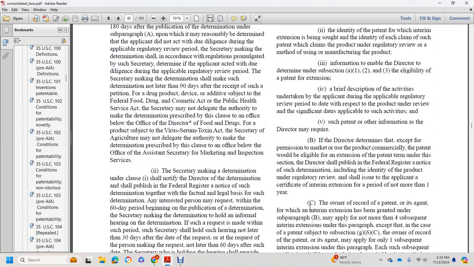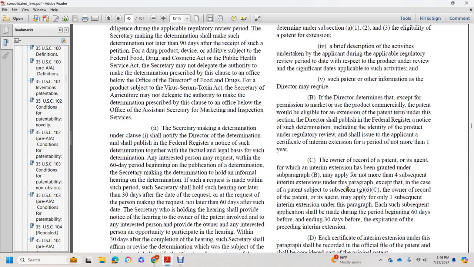B. If the Director determines that the permission for the commercial marketing of the product would make the patent eligible for extension of the patent term under the section, the Director shall publish in the Federal Register a notice of the determination, including the identity of the product under regulatory review, and shall issue to the applicant a certificate of interim extension for a period of no more than 1 year.